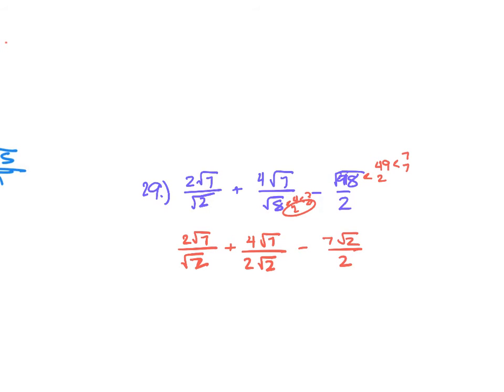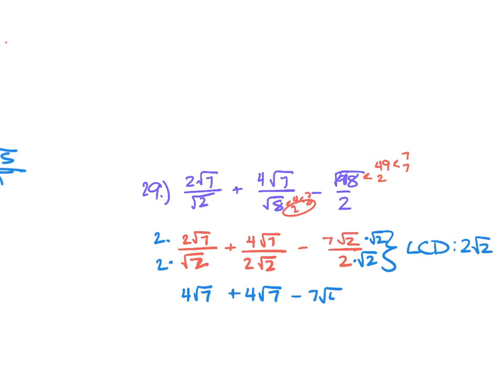Alright, so I want to do my least common denominator here. Least common denominator is 2 square root 2. So the first is going to multiply by 2. The middle one's not going to multiply by anything. The last one is going to multiply by square root 2. So this is going to be 4 square root 7 plus 4 square root 7 minus 7 square root 4 all over 2 square root 2.